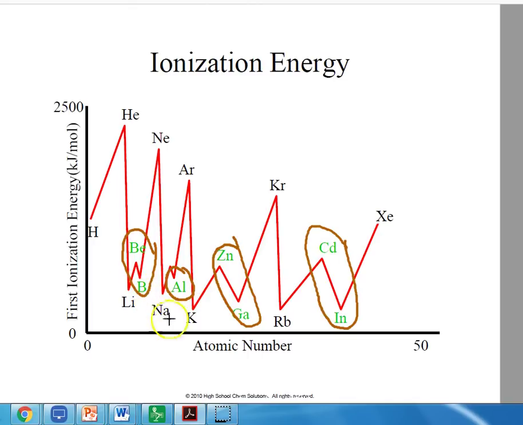We should notice something there, though. Each of those drops occurs as we move to group 13. All right, there's something going on at group 13 that's an exception.